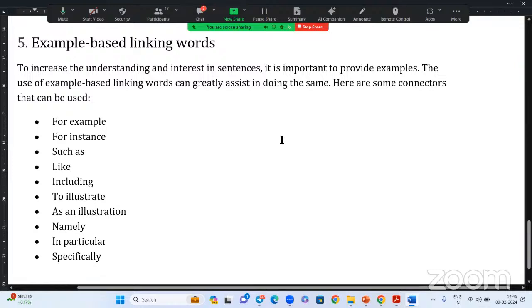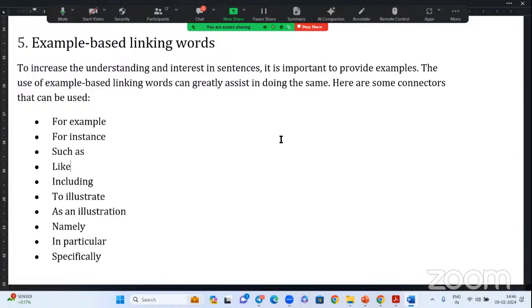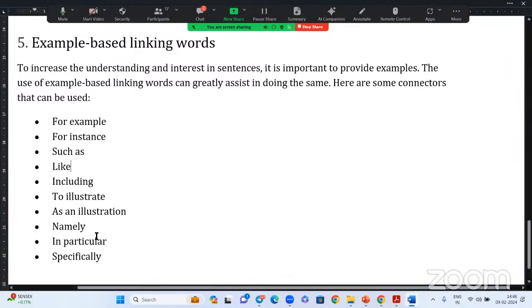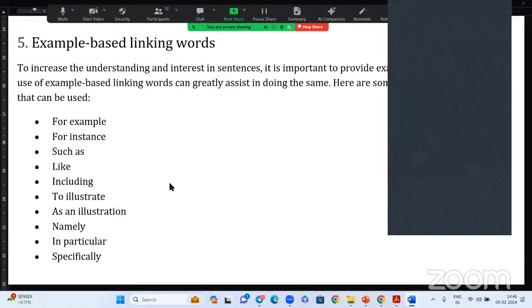For example, medication compliance is very essential. For example, if you do not take diabetes medication regularly, the condition never settles like that. So for example, for instance, use one word from this list.